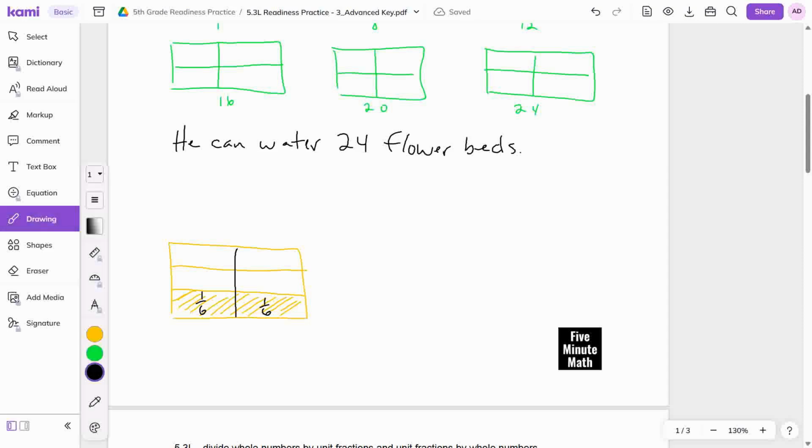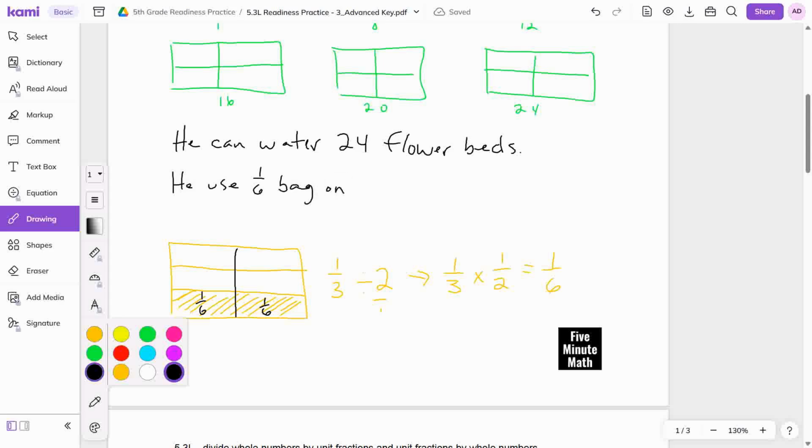Because what I did here was I took my 1/3 and divided it by 2, and it's the same as taking your 1/3. Remember, we can do the inverse. Now, 2 is really 2/1, so I'm going to flip it upside down. That's going to be 1/2. So 1 times 1 is 1, 3 times 2 is 6. And then he uses 1/6 of a bag on each vegetable patch.